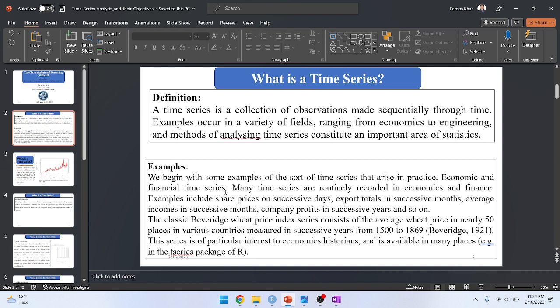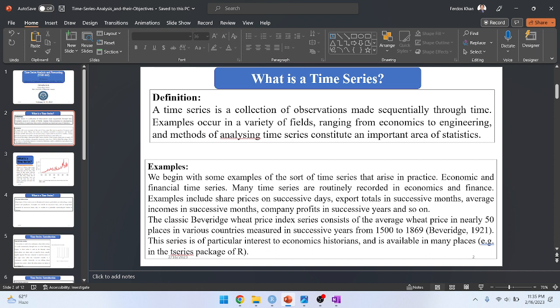You can see more examples. Many time series are routinely recorded in economics and finance, and of course every government has this time series data. Examples include share prices on successive days, export totals in successive months, average income in successive months, company profit in successive years, and so on. So these are a lot of examples.